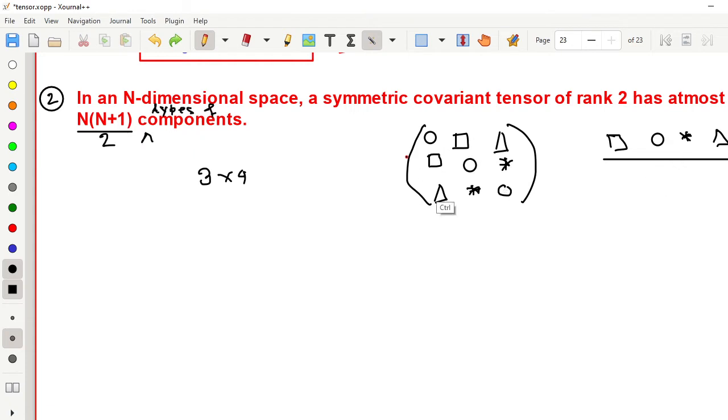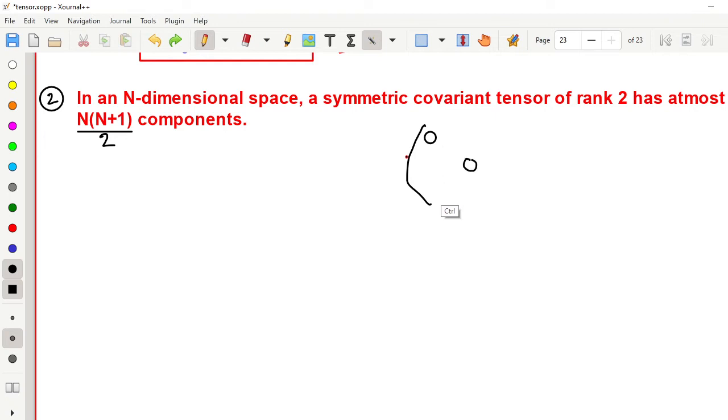At most n into n plus 1 by 2. You can write distinct components or independent components. Independent is the best word. This word is the best one, independent.